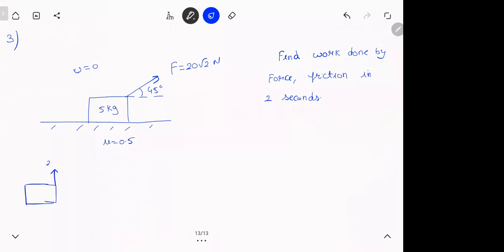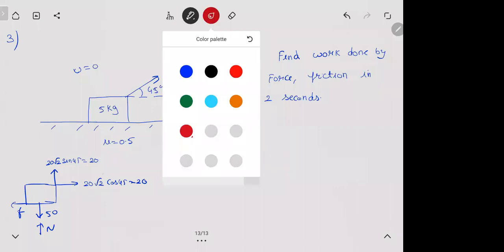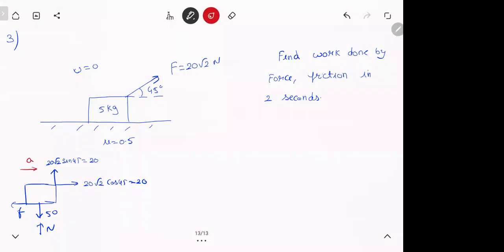What will be this component? 20√2 sin 45, that is 20. 20√2 cos 45, that is also 20. Your weight is 50. Normal reaction, friction, and the block's acceleration is forward. So you can see from here, normal reaction is how much? Hope you got this FBD, force into components.